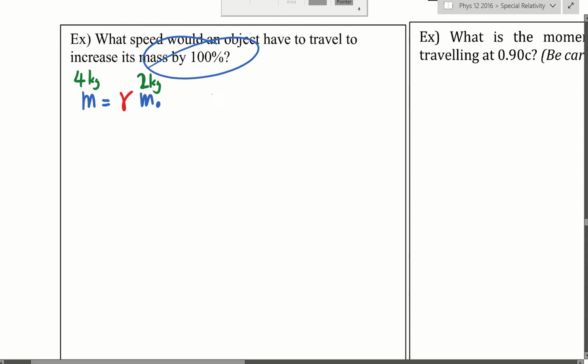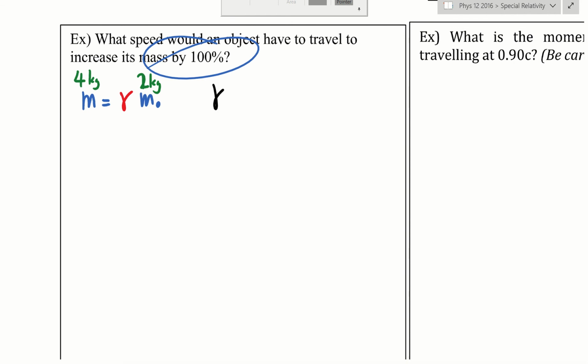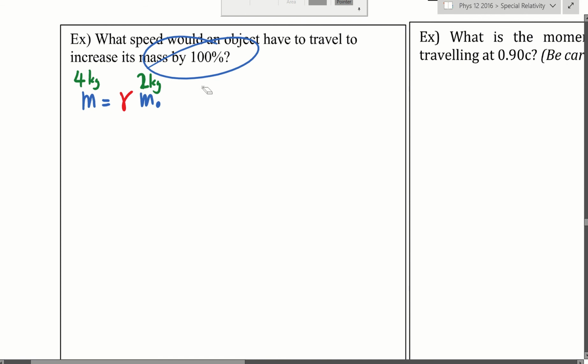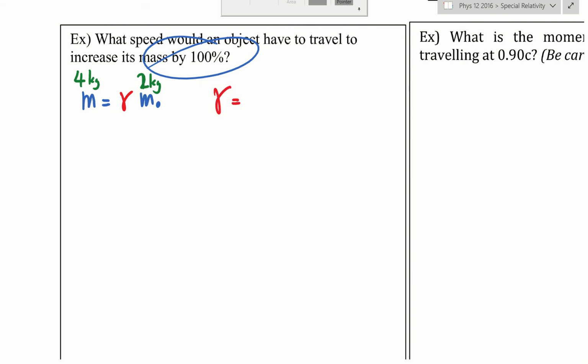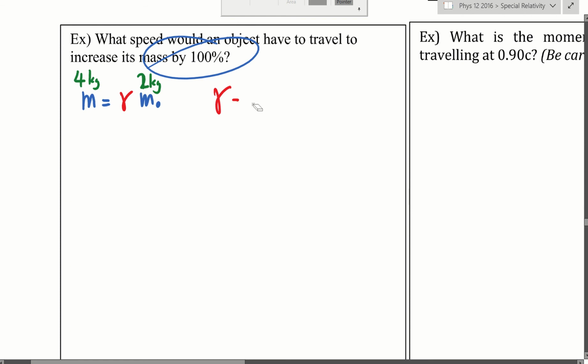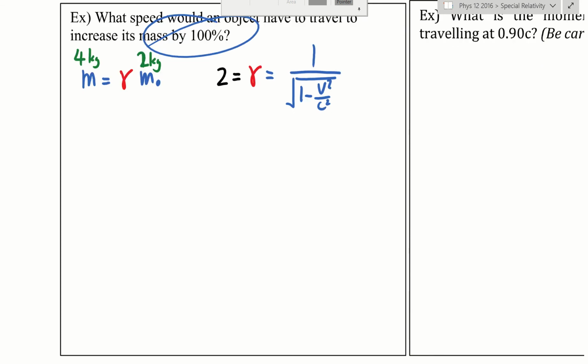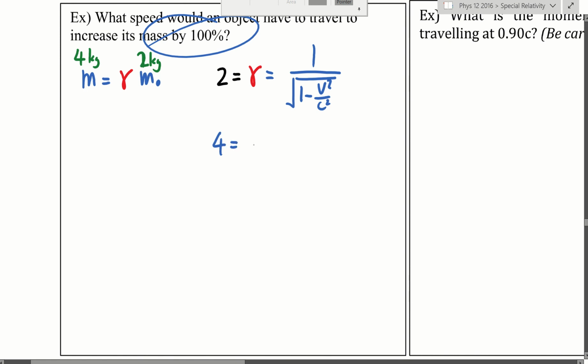Now when you divide both sides by the same amount, by 2 for example, you're going to get 2. So you want something that will make gamma equal to 2. Right, 2 equals gamma. So gamma is just the factor 1 minus v squared over c squared, under a square root. So how do you deal with that? Square both sides. That's the first thing I'll do.